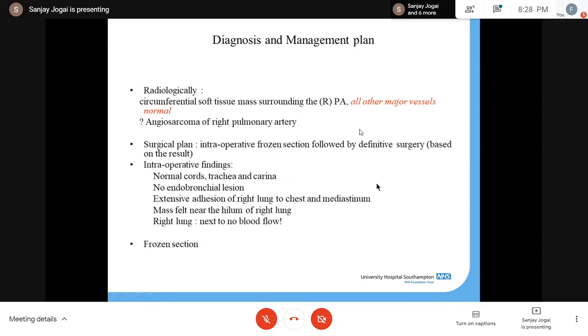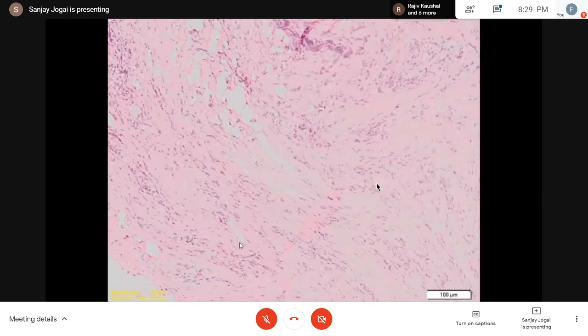Everything else was normal. The surgeon and the radiologist were fairly convinced this was an angiosarcoma of the right pulmonary artery. Intraoperatively, everything else was fine. The only thing was the right lung, because the pulmonary artery was so occluded, was almost non-functional. So the surgeon had no option, but said, okay, let's do a frozen section and then we'll proceed from there. This is the frozen section, and I still remember this from a few years ago.